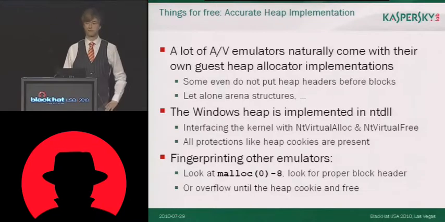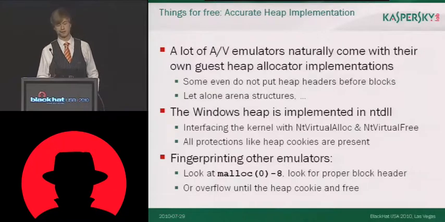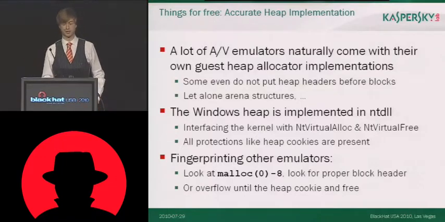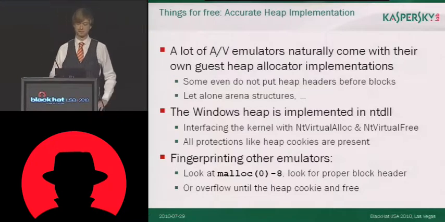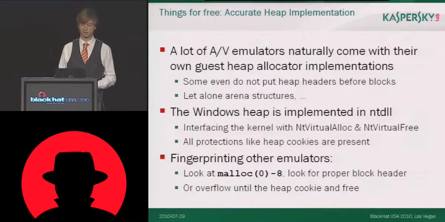So the second thing we get for free is a very accurate heap implementation. Because of API-level emulation in these antivirus emulators, a lot of them have their own guest heap allocator, and they implement this in the emulator host. So because they're doing the heap implementation in the host, if you call malloc or RtlAllocateHeap or HeapAlloc, it will give you some address, because of course they need to provide memory management. But in a real-world scenario, you have heap headers in front of these addresses, and most of these AV emulators won't put these heap headers there, for example.